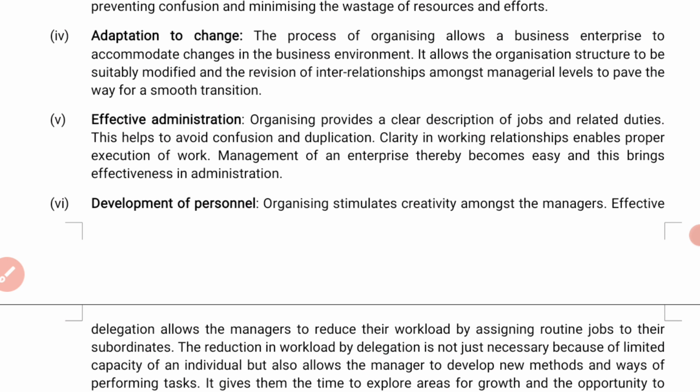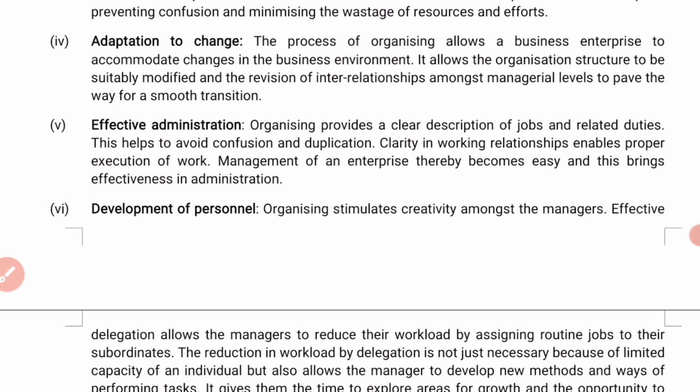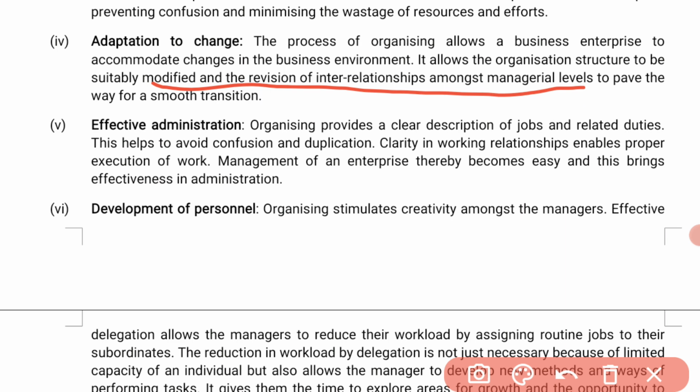And next, adaptation to change. The process of organizing allows a business enterprise to accommodate changes in the business environment. In every business organization, if changes are required, they are to be made as per the situation. It allows the organization structure to be suitably modified and the interrelationships among managerial levels to be revised, to pave the way for a smooth transition. If modifications are required, then the changes are to be adopted.